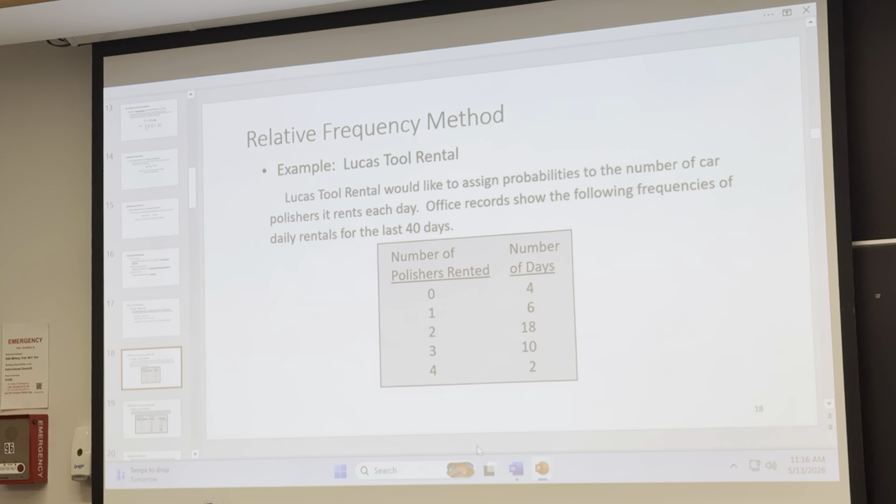So what are the probabilities? 4 divided by 40, 6 divided by 40, 18 divided by 40. So these are going to be your probabilities using the relative frequency method.